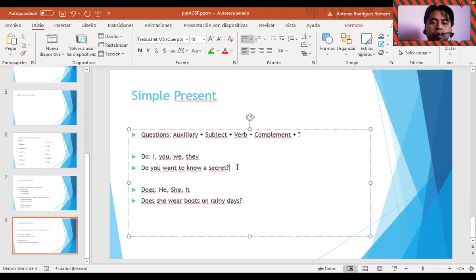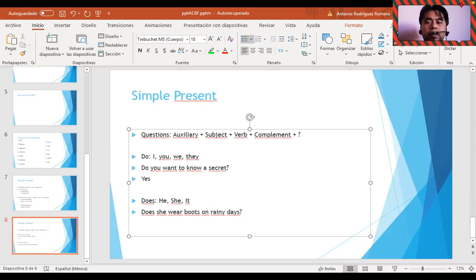But we also need to remember that there's a way to answer. Okay. In the case of do, I'm going to have both possibilities, affirmative and negative answers. And I'm going to say yes. But in order to make it brief, in order to make it short, I'm going to use short answers. For example, do you want to know a secret? Yes, I do. In affirmative. If I wanted negative, I'm going to say no, I don't. And that happens with do. Let's see what happens with does.